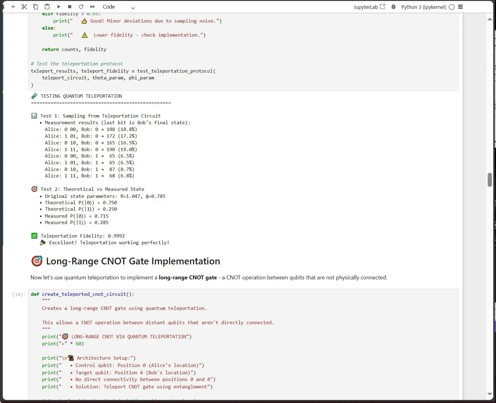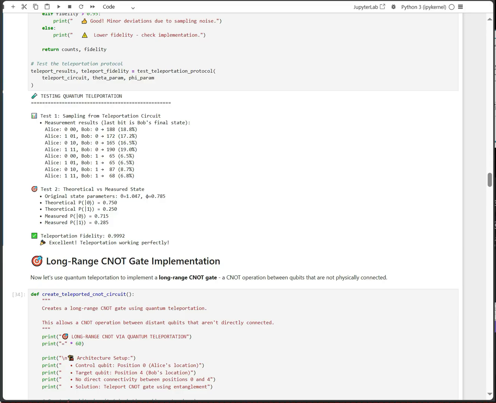You can observe the measurement results at different points. So you have in one case 0, 0, 0 and Bob has 0, and this is 19% of the chances. Then you have 1, 1, 1, and Bob has 1, and this is 6.8. And at the end, if you add up everything, you're going to get around 100%.